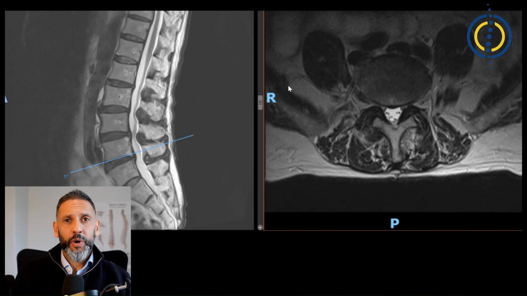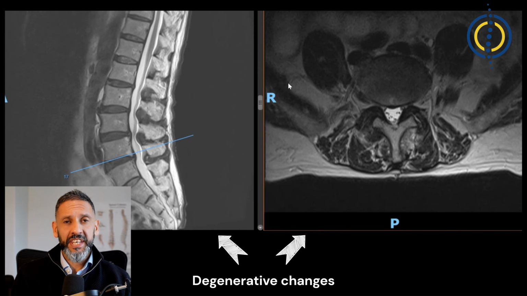My name's Anthony Ghosh, I'm a consultant spinal neurosurgeon and director of the Spine MDT. And in this video, I'm going to explain what degenerative changes means, the different types of changes, and when it actually matters. Here is a typical MRI scan of somebody with these features.